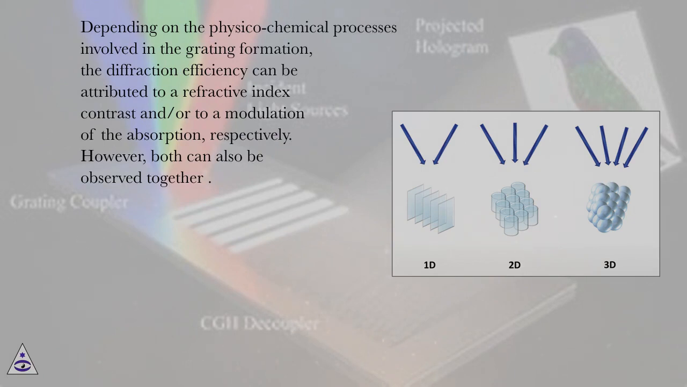Depending on the physico-chemical processes involved in the grating formation, the diffraction efficiency can be attributed to a refractive index contrast and/or to a modulation of the absorption, respectively. However, both can also be observed together.